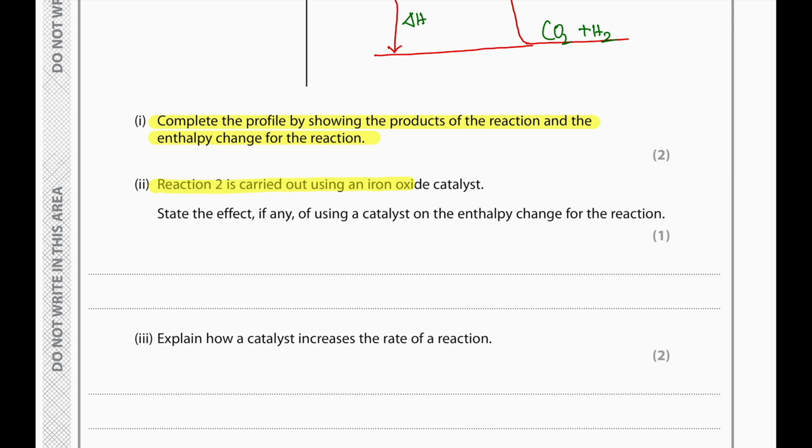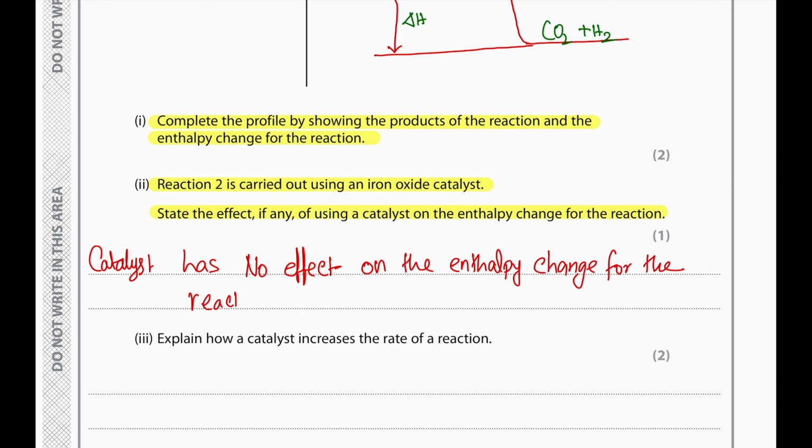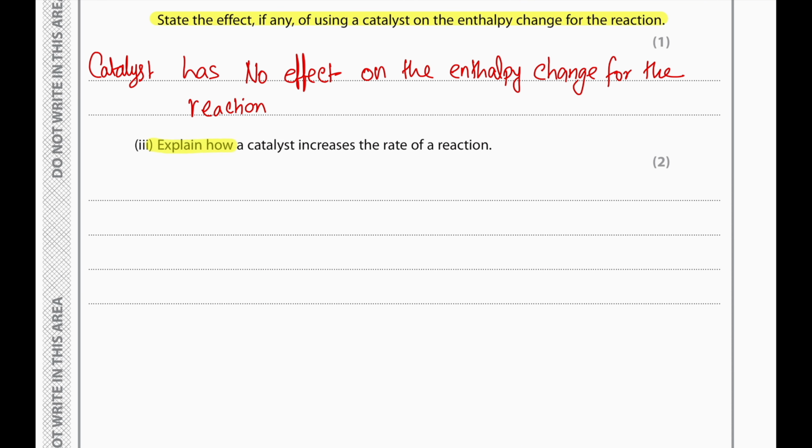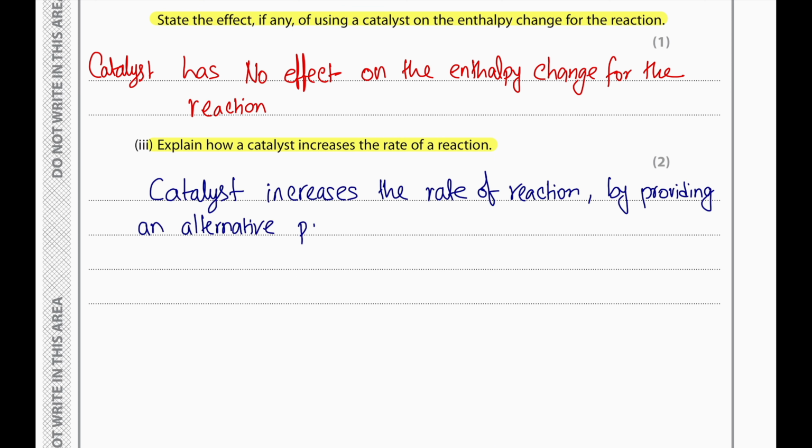Reaction 2 is carried out using an iron oxide catalyst. State the effect, if any, of using a catalyst on the enthalpy change for the reaction. A catalyst has no effect on the enthalpy change because the amount of energy given off in a reaction does not change because of the catalyst. Explain how a catalyst increases the rate of a reaction. A catalyst increases the rate of the reaction by providing an alternative pathway with a lower activation energy.